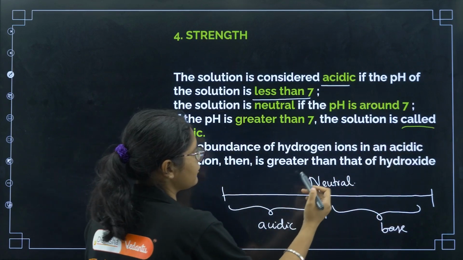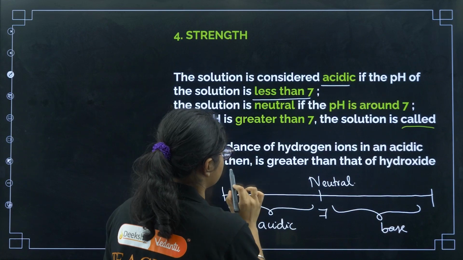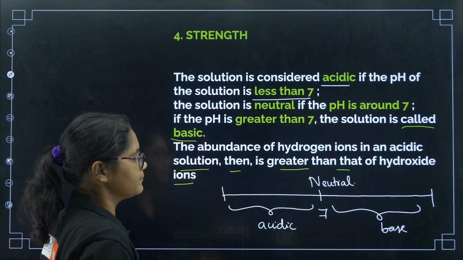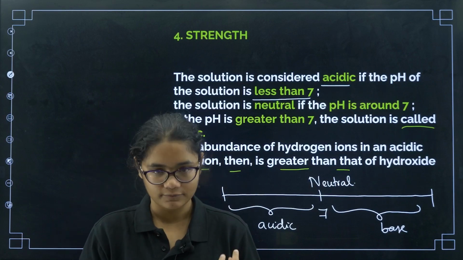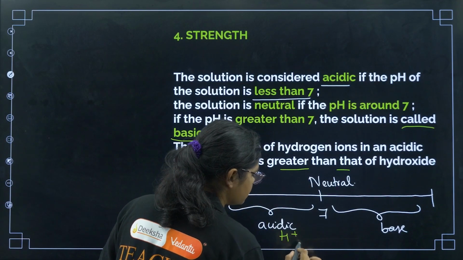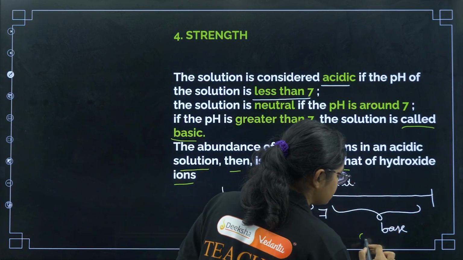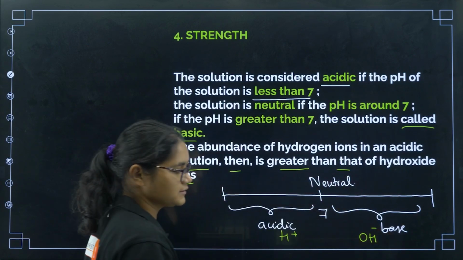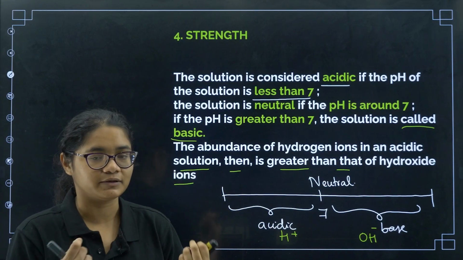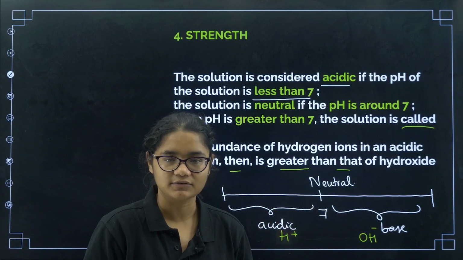The abundance of hydrogen ions in an acidic solution is greater than that of hydroxide ions. What I mean is, when the solution is acidic, there is more H plus. When the solution is basic, there is more OH minus. So in an acidic solution, the H plus concentration will be more than the OH minus concentration.